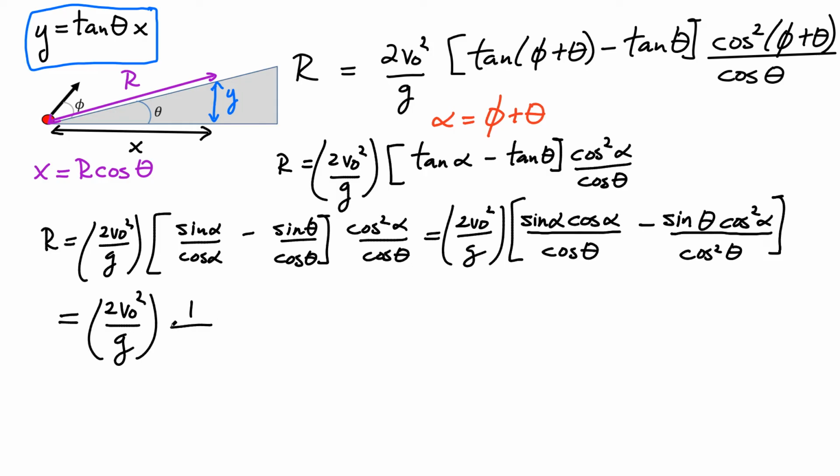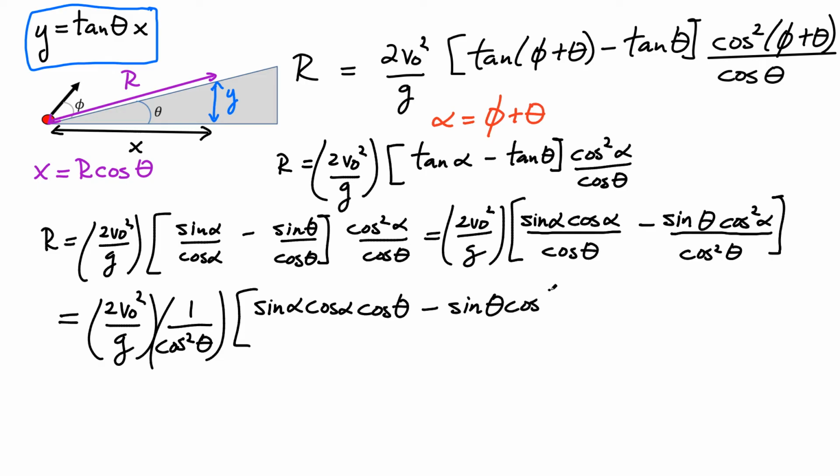all right, and here I'm going to have 1 over cos squared of theta. You'll see why I do this in just a minute. All right, so now you got to be a bit careful here. So that means this term here becomes sine of alpha, cos of alpha, cos of theta, and this term just becomes sine of theta, cos squared of alpha.